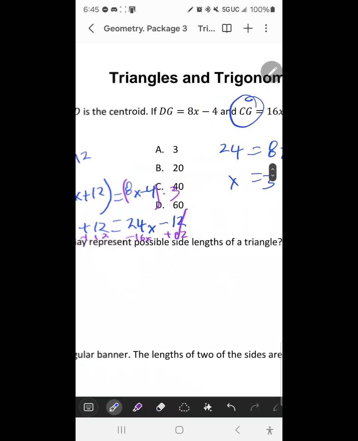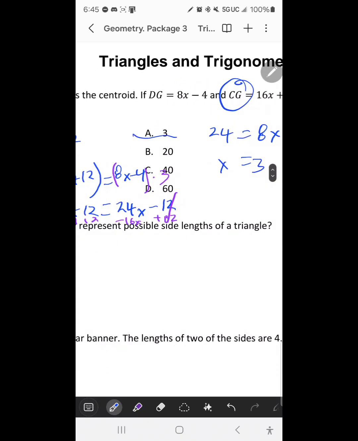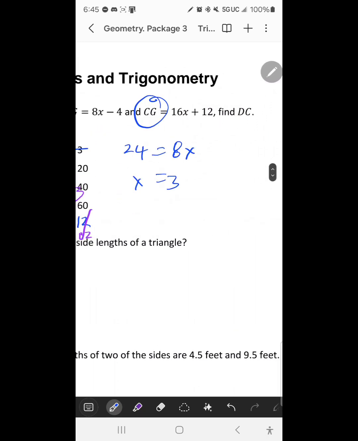Now, they are not asking for x, they are asking for the side. So this is not the answer. Don't fall in this trap. Always focus on what they are asking. They are asking for the side.